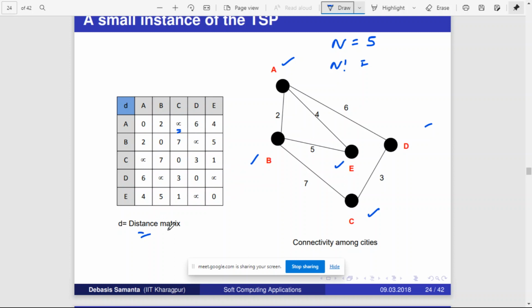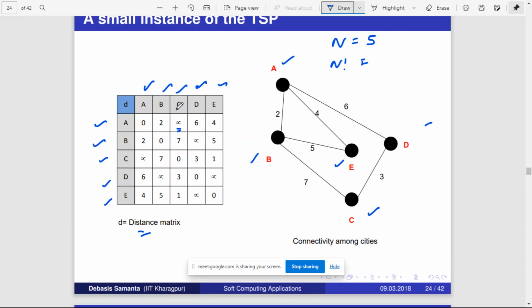So basically this is a distance matrix. The rows represent the cities A, B, C, D and E, and the columns also represent the same cities A, B, C, D and E. The intersection between any row and column is nothing but the distance D. So A to A, the distance is 0, A to B it's 2, A to C infinity, A to D it is 6. It is just picked up from this map and written here. A to E, it is 4, right? So like this the matrix is filled.